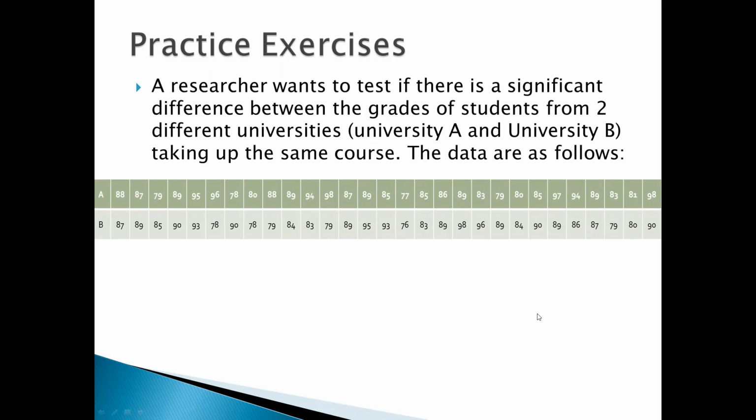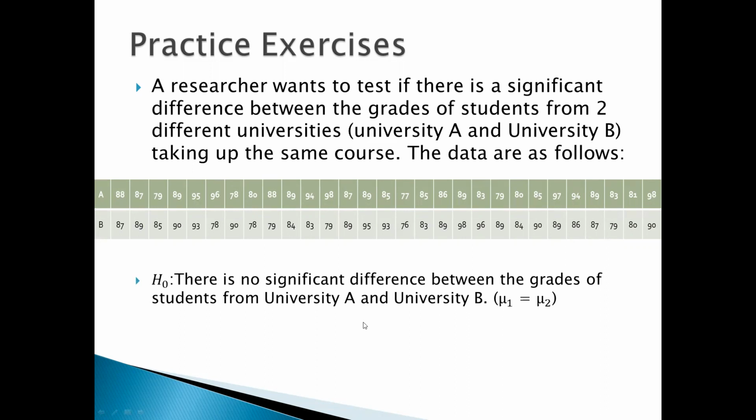Since we are given raw scores for two different groups, and of course these are just samples from the two universities, we have here 29 samples from University A and 29 samples from University B. So use your knowledge of getting the mean and the standard deviation of these two samples. You may use the Excel from our previous discussions to solve for the mean and the sample standard deviation, because we are using samples from the two universities. So sample standard deviations will be computed.